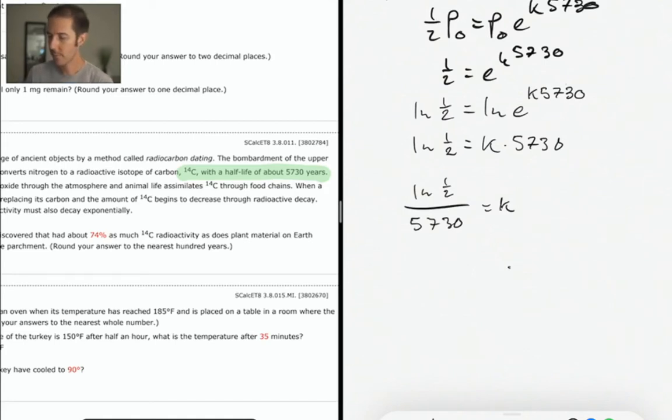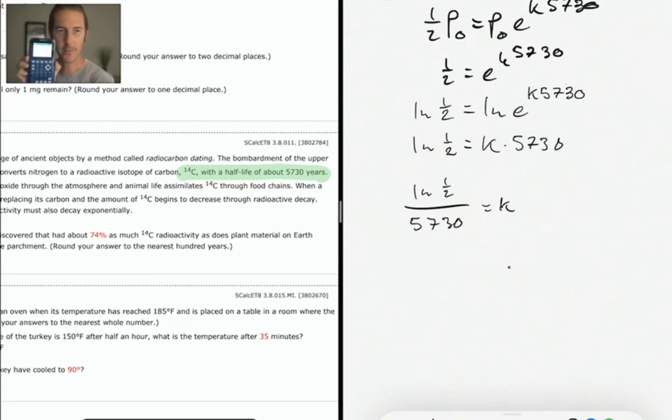And we've got our k value. Let me jump into the calculator and calculate a numerical value for that. So we've got natural log, I'm just going to type in 0.5. I'll close my parentheses, divided by 5,730 equals, and it's a small enough number that it gave it to me in scientific notation. And that would be negative 0.0001209689094, just in case you want all of that information.